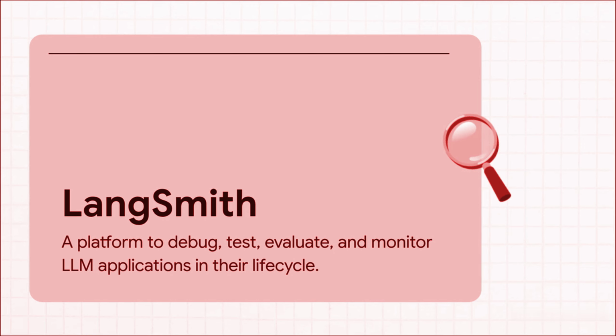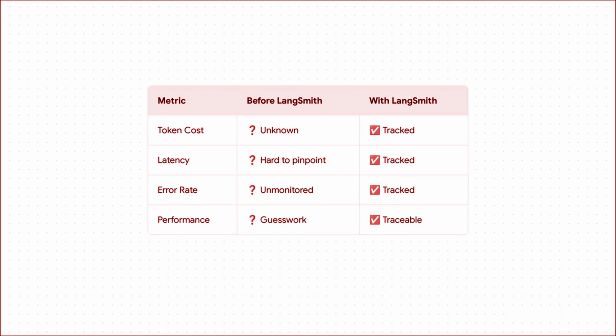LangSmith is all about one thing, observability. It gives you a complete top-to-bottom dashboard for your app's health. You can debug, test, evaluate, and monitor everything. And what's really cool is that it works with any LLM framework, not just LangChain. It gives you these deep insights into how your application is actually performing for real users. I mean, seriously, deploying an LLM app without something like this is like flying an airplane completely blind.